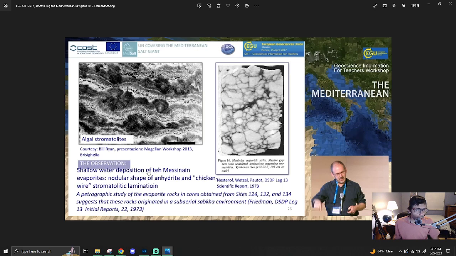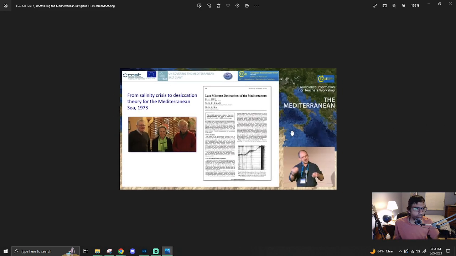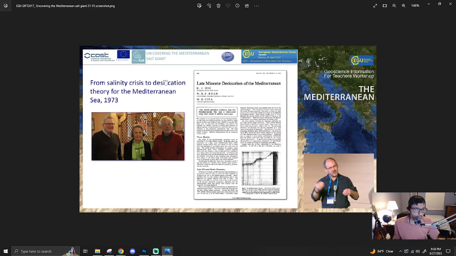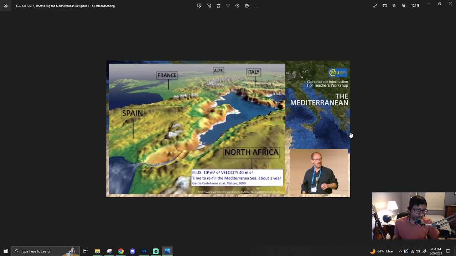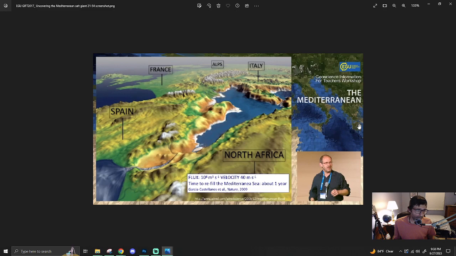Stromatolites, Messinian evaporites. Salinity crisis to desiccation theory for the Mediterranean Sea. I don't remember why I took a picture of that. He must have been talking about details, but I can't remember the details.